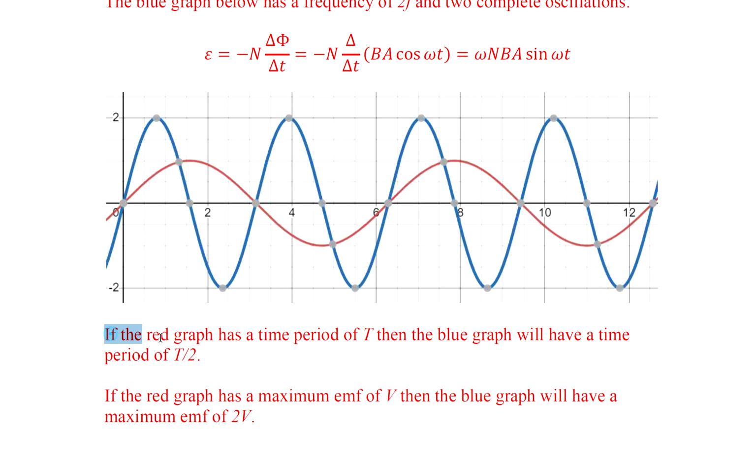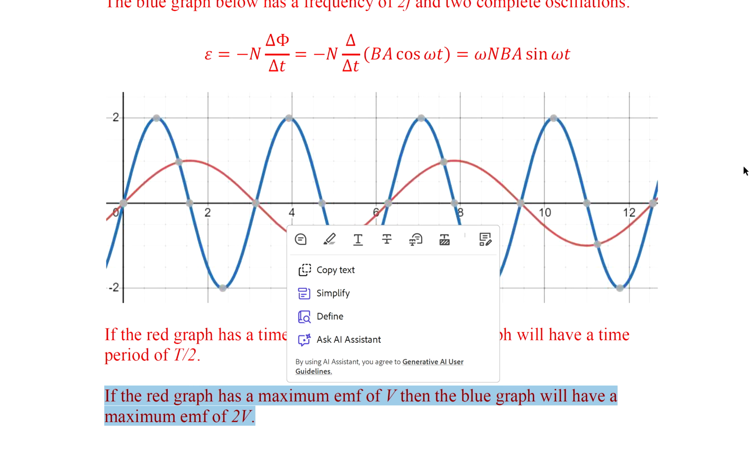If the red graph has a time period of t, then the blue graph will have a time period of t over 2. If the red graph has a maximum EMF of v, then the blue graph will have a maximum EMF of 2v.